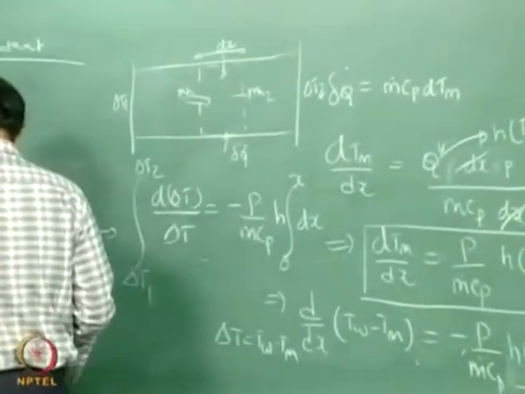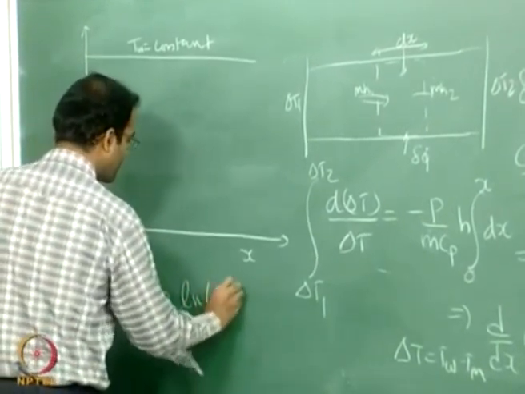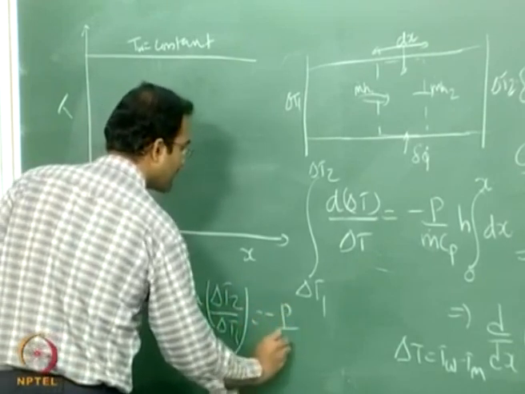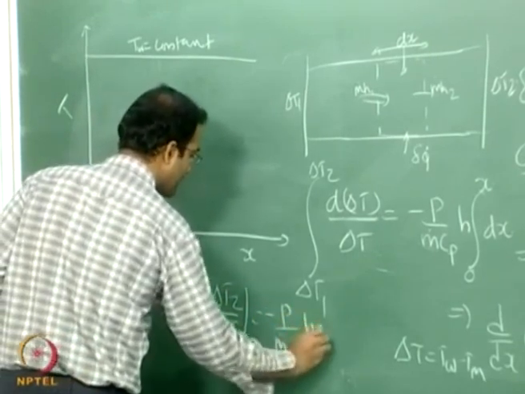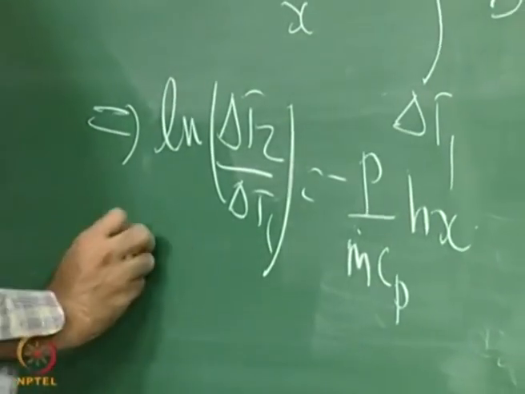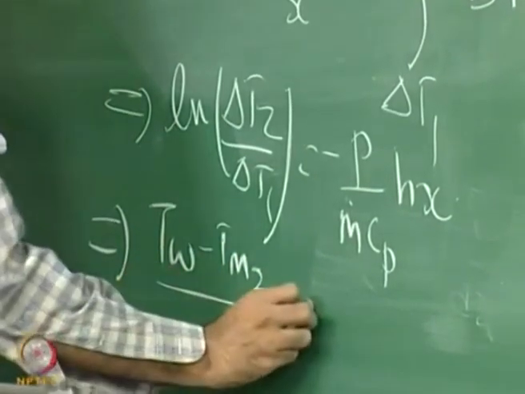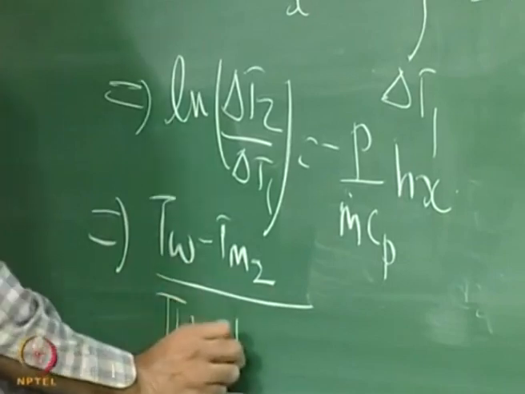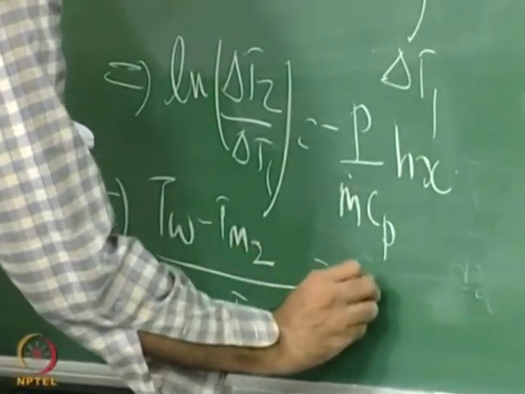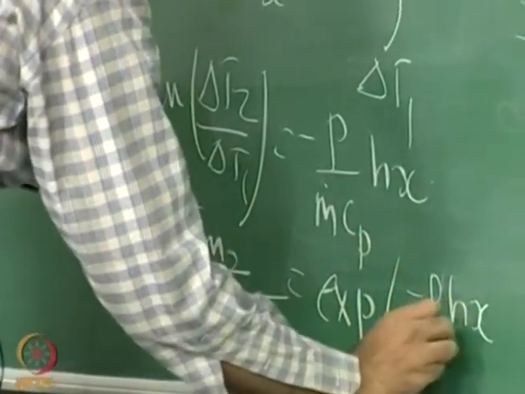Okay, so this will give me ln of delta T2 by delta T1 equal to minus P by m dot Cp H into x. Okay, so or my T wall minus T mean at some location 2 by T wall minus T mean 1 will be equal to exponential of minus P H x by m dot Cp.